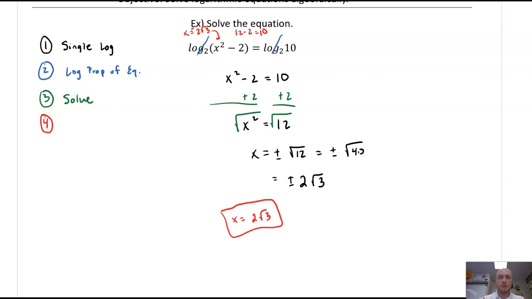What about negative 2 root 3? X equals negative 2 root 3. Well, if I plug it in, negative 2 root 3 squared becomes positive, right? Because a negative times a negative is a positive. So I still end up with 12 minus 2. So the negative answer is also an answer. X equals negative 2 root 3. That's also a solution. There you go. And you can leave it as plus or minus. I'm okay with that notation as well.